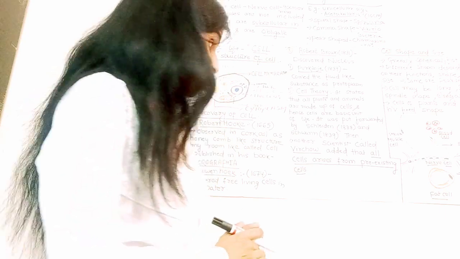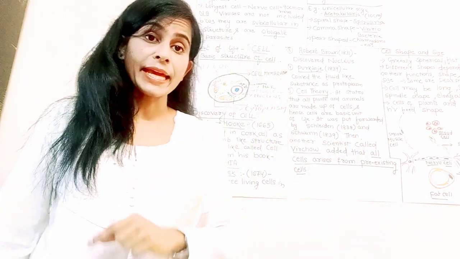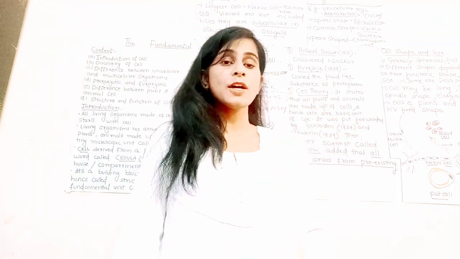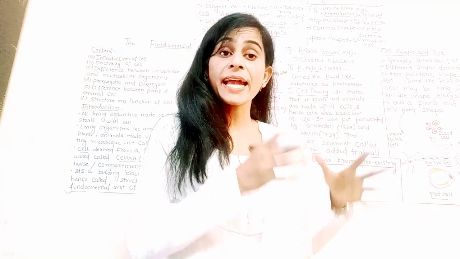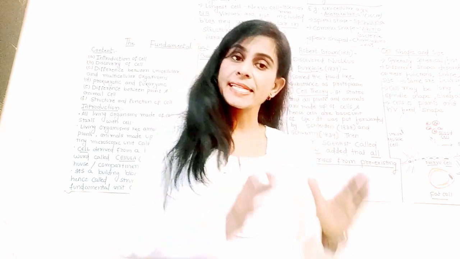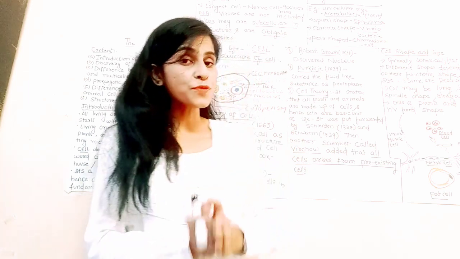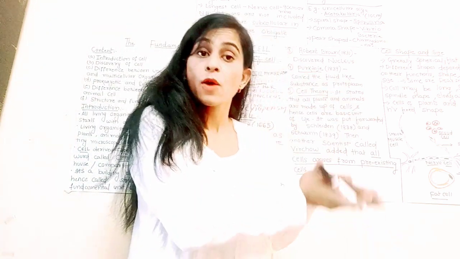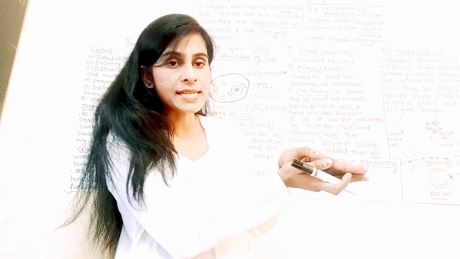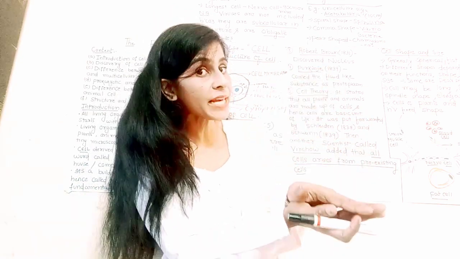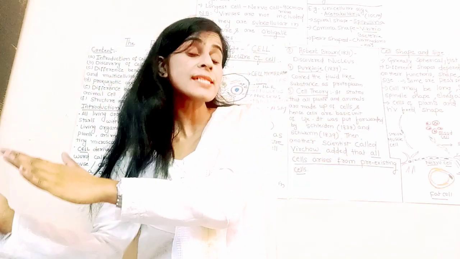But another scientist called Virchow added that all cells arise from pre-existing cells. That means all the cells come from older cells. Older cells in the sense that the older cells divide. The cells divide by the process of cell division and hence new cells come out.